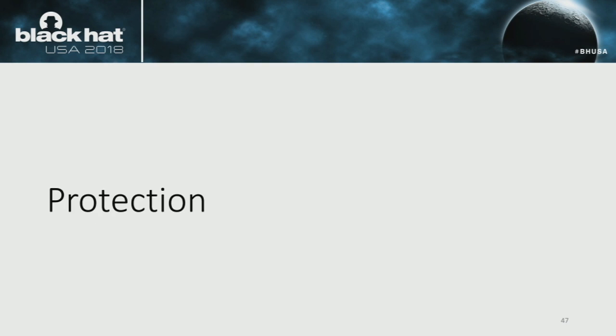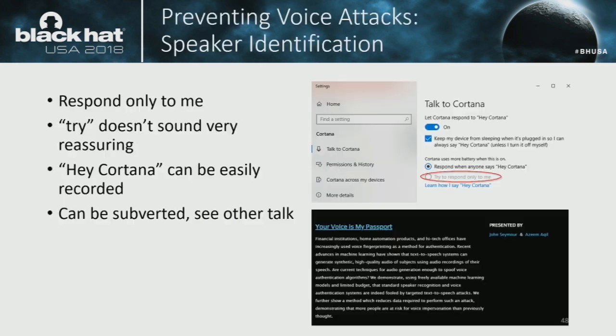And let's talk a little bit about protection, Tal. Okay, so we're nearing the end of the presentation, so we cannot leave you only with problems. Let's try to find some solution. So the first solution that comes to mind is maybe we should use speaker identification and train the system to respond only to the authorized user, and by that, not to the attacker. And there's a switch like that, it's not default, that tries to respond only to me. Well, the "try" doesn't sound very reassuring. It's like Microsoft saying, oh, okay, well, we can try, we don't promise anything.